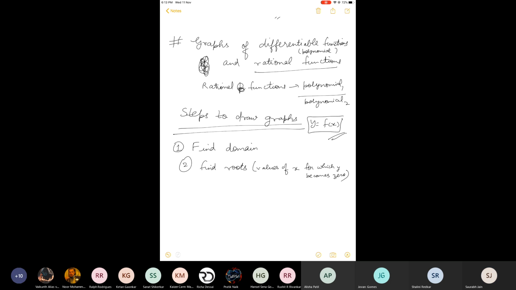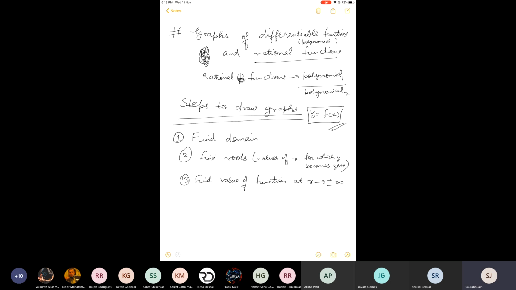Then third, find, so limit will be used in the third step. Find the value of the function at x tending to plus minus infinity. Provided these two are in the domain, and they will be in the domain, right? Because infinity and minus infinity, they are always in the open interval. And in polynomials, the domain is R. Then you must be wondering why we have written find domain. Because a question can come of this type also, like polynomial upon polynomial. Then you will have to find the domain as well. Otherwise, for polynomials, the domain is R. So we can skip the first step.